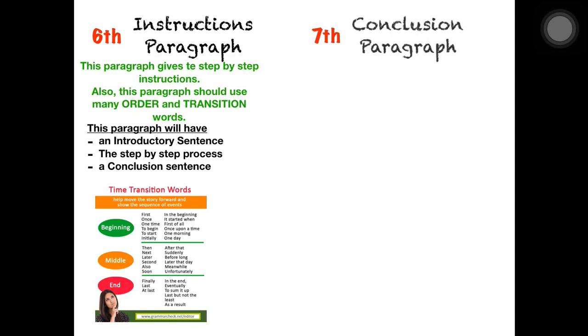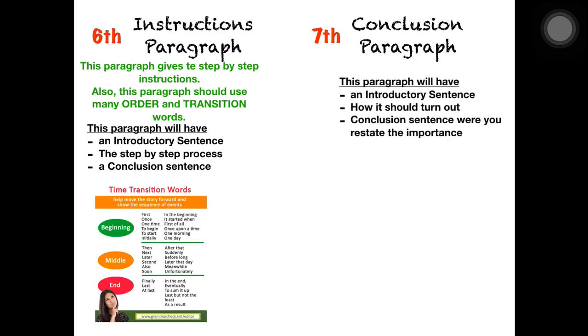The seventh step is the conclusion paragraph. We're getting to the end here. This paragraph will have an introductory sentence, a how it should turn out sentence, and a conclusion sentence where you restate the importance. Sometimes that middle sentence of how it should turn out might be more than one sentence long, but your conclusion paragraph should at least be 3 sentences: an introductory sentence, a how it should turn out sentence, and a conclusion sentence where you restate the importance.